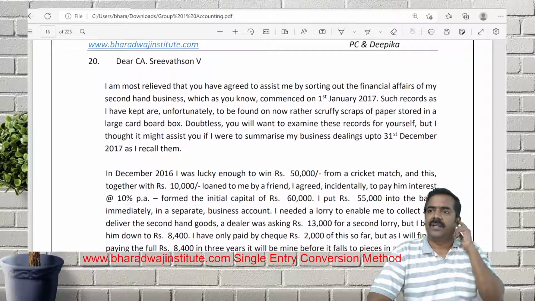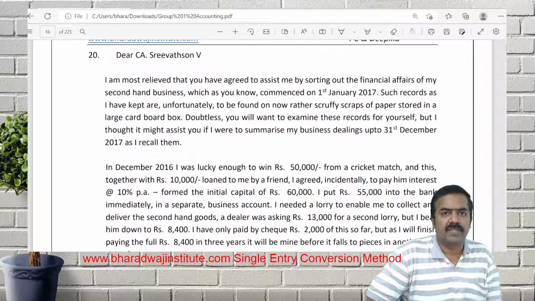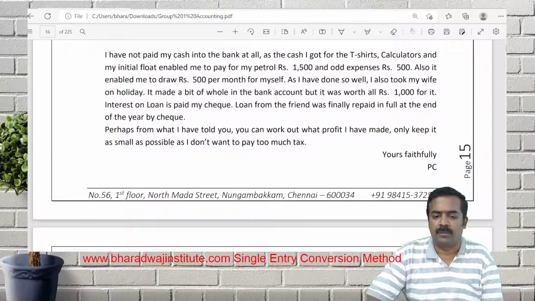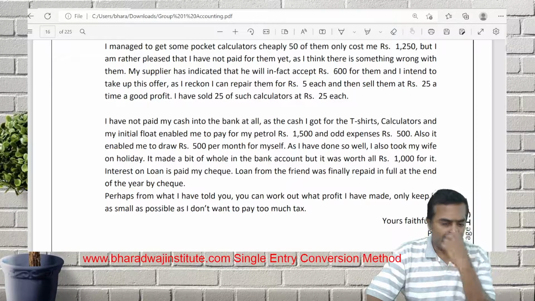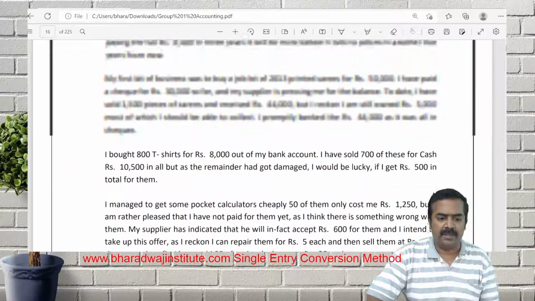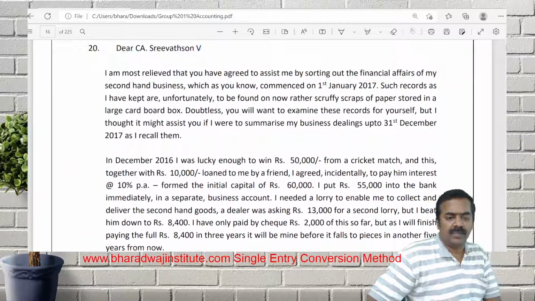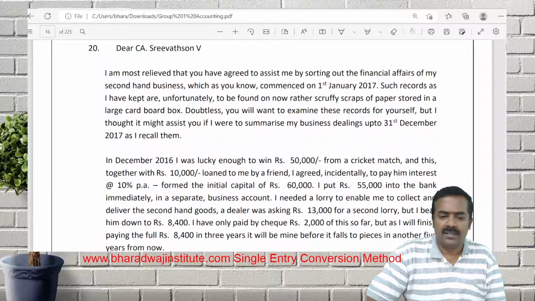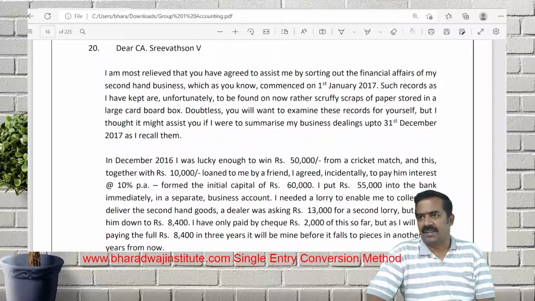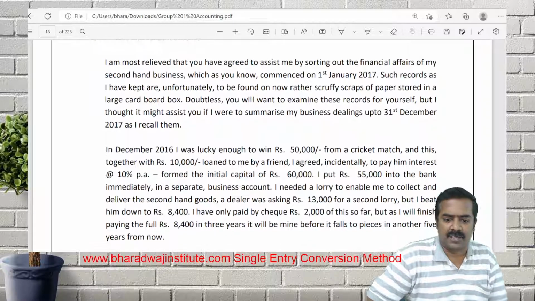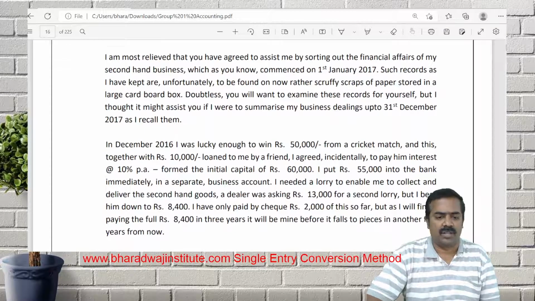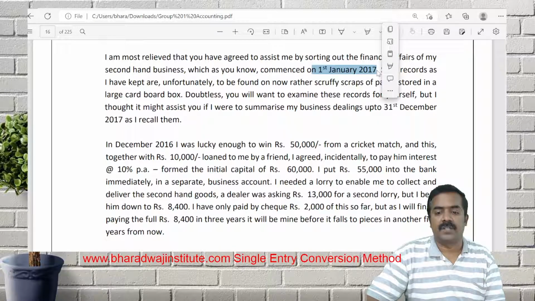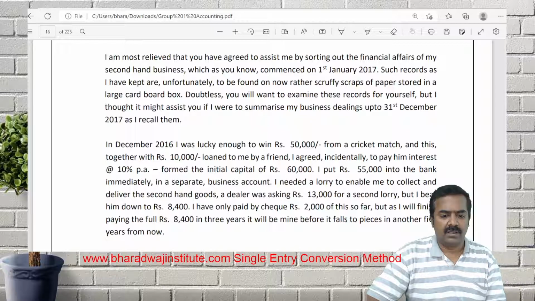Go to question number 20. Read question number 20. This was again a past exam question. It is given in a paragraph format. You have to prepare which account? The trading P&L account. A lot of concepts are covered in this question, not one or two. So many concepts are covered. We have to make out a lot of information. Go through that. When was the business commenced? 1st January 2017.